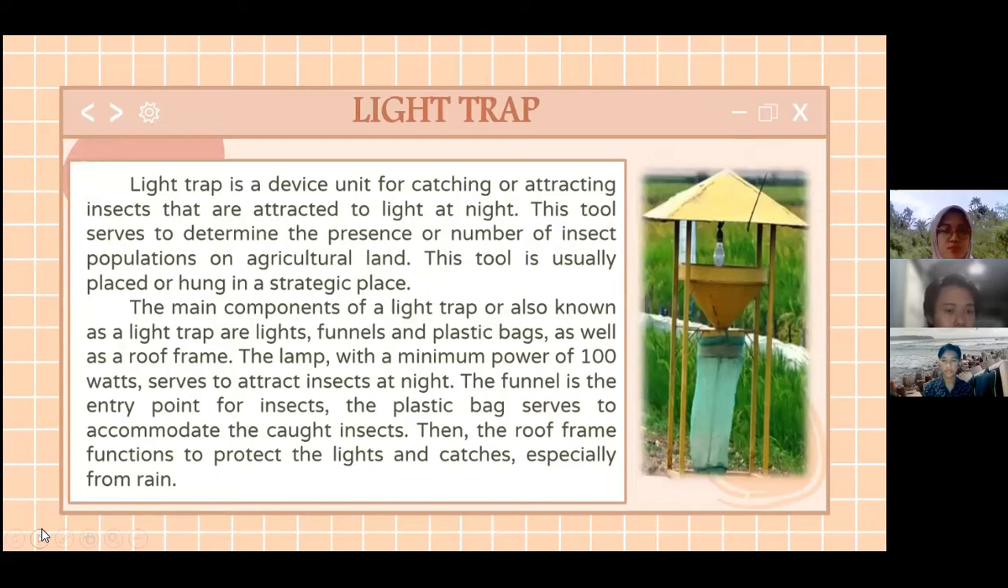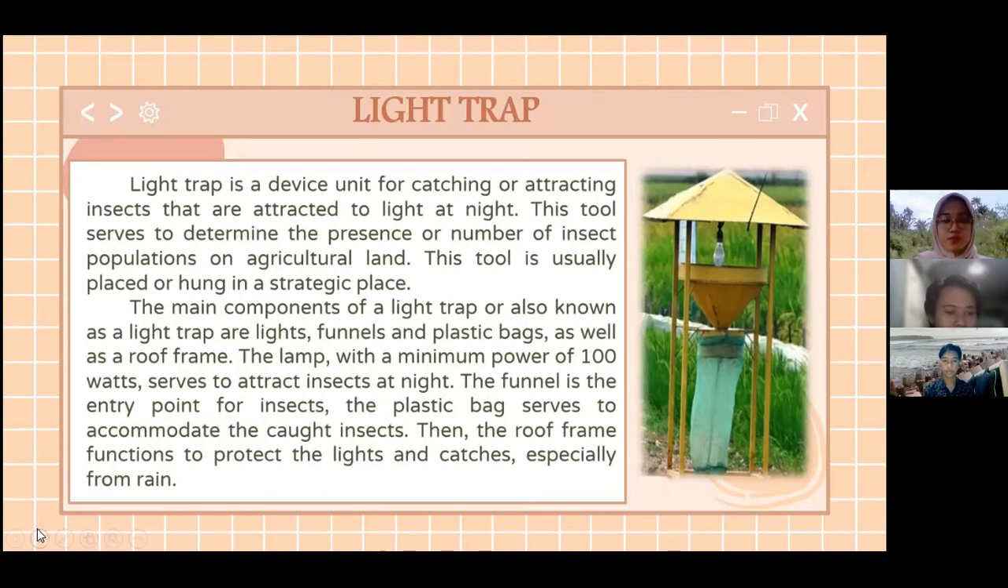This tool serves to determine the presence or number of the insect population on agricultural land. It is usually placed or hung in a strategic place. The main components of a light trap are the lamp, funnel and plastic bag, as well as a roof frame. The lamp with a minimum power of 100 watts serves to attract insects at night. The funnel is the entry point for insects. The plastic bag serves to accommodate the caught insects. Then the roof frame functions to protect the light and catches, especially from rain.